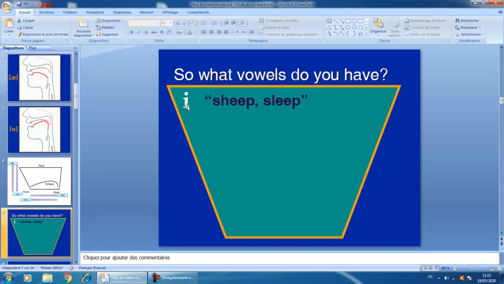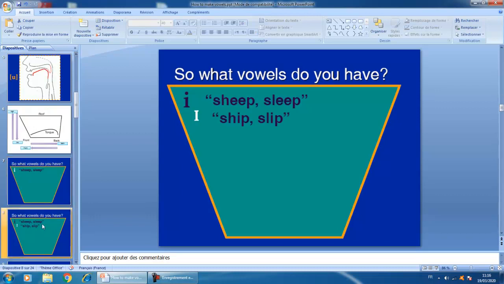This is what we're going to see in here. Look, this is where we locate the English E. E here, sheep, sleep. This is the long one, sheep, sleep. And we have another vowel, which is the short I, ship, slip. Look, there is a difference between sheep and ship, sleep, slip. So we have E and this is I. These two varieties of E, or variants of E, are called close or high vowels.